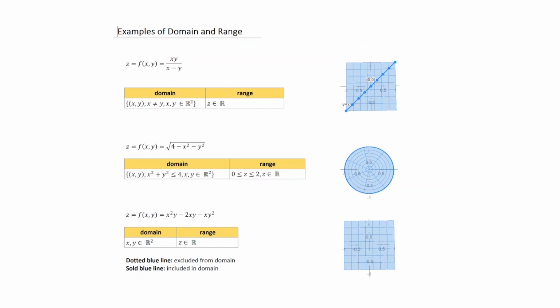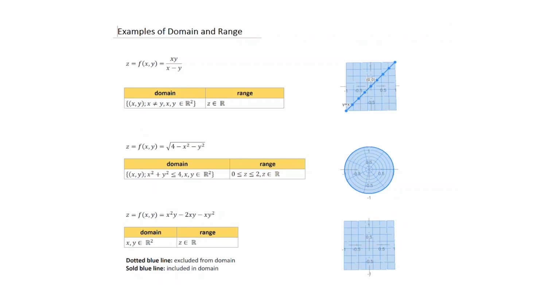In this case, the square root tells us that the argument has to be greater than or equal to 0, otherwise you get an imaginary number. So that means essentially everything contained within a circle of radius r equals 2 is within the domain, including the boundary of the circle.